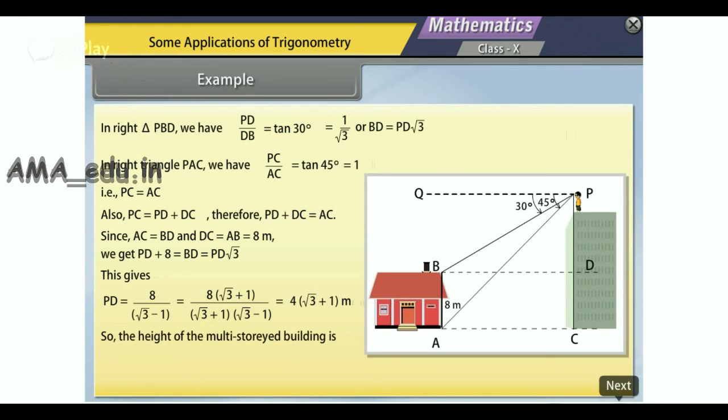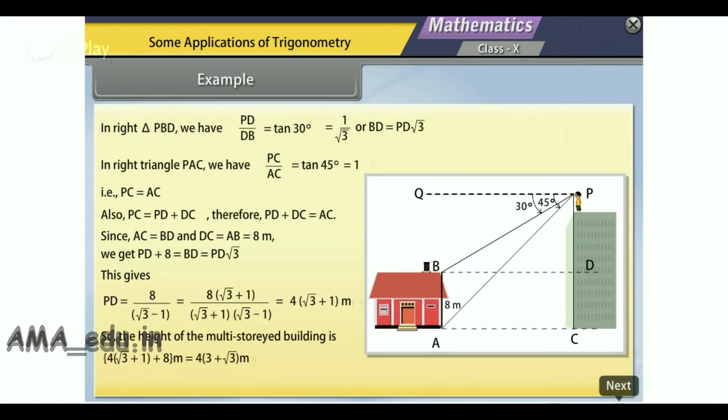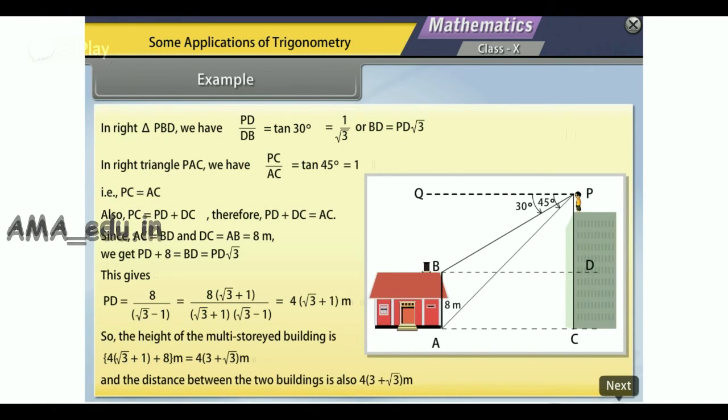So the height of the multi-storied building is 4 into square root 3 plus 1 plus 8 meter, which is equal to 4 into 3 plus square root 3 meter. And the distance between the two buildings is also 4 into 3 plus square root 3 meter.